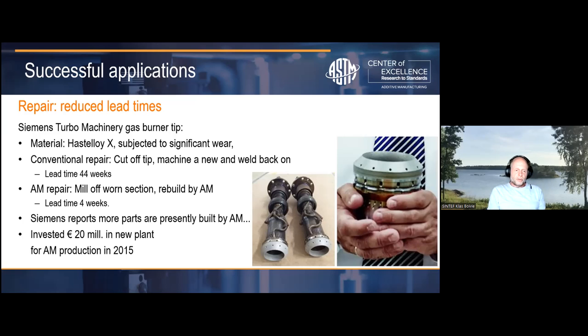And this costs money, and it's hard, difficult work. So why not just mill it down and build on with AM? They worked with EOS, a German AM machine builder, to develop this solution. They adapted the machines, and they can now mill it down and then rebuild it by AM. The lead time is just 4 weeks, a reduction from 44 to 4 weeks in cycle times. And this was enough for Siemens to make a great investment.